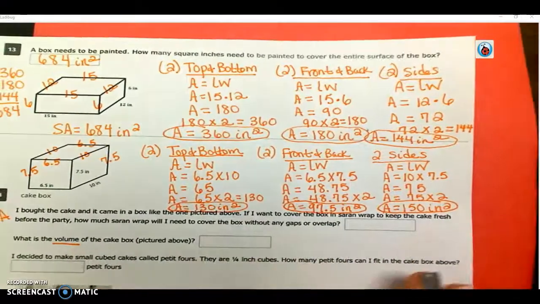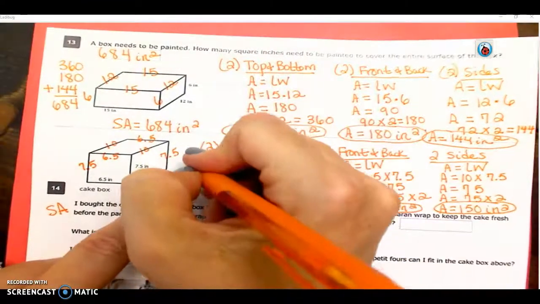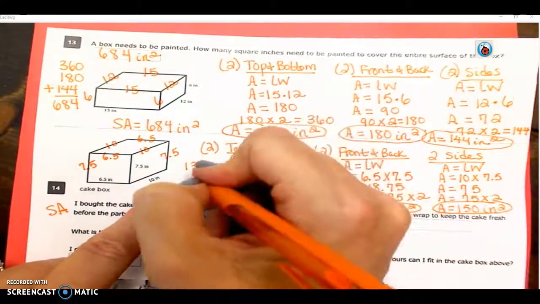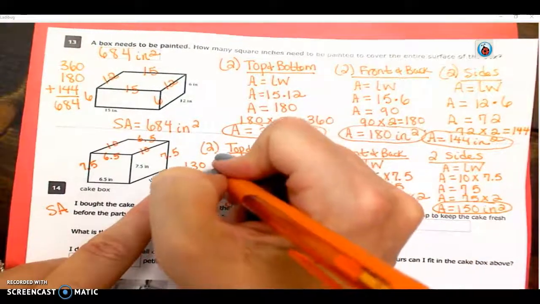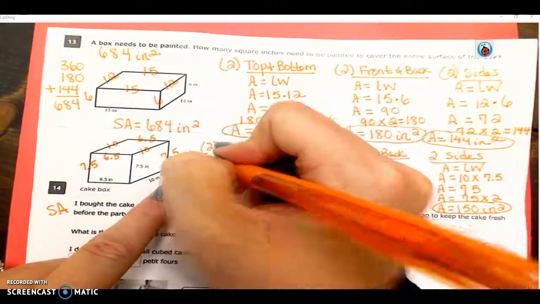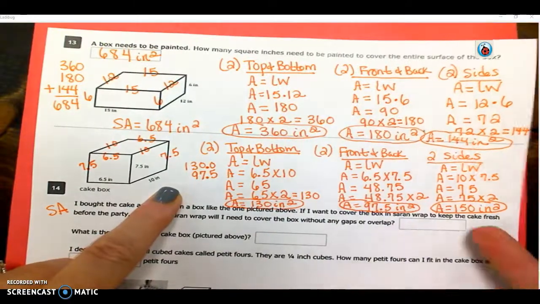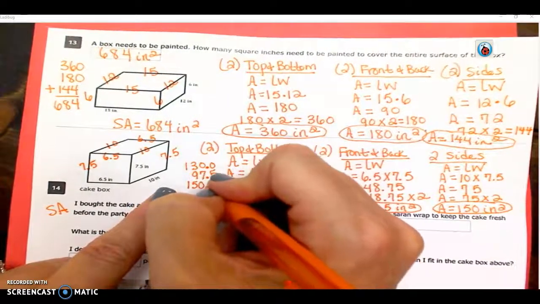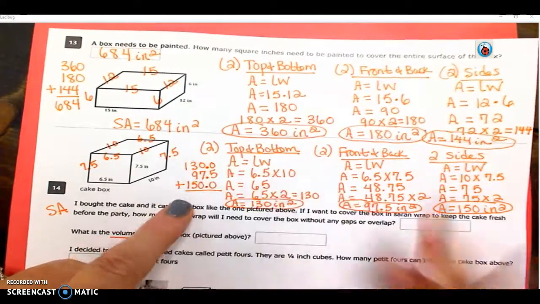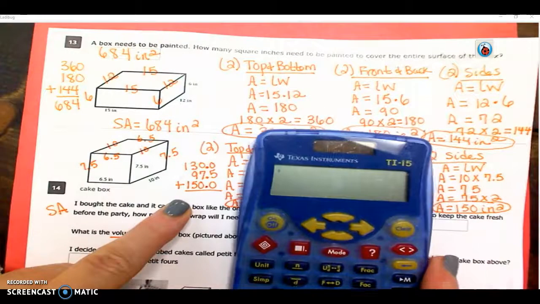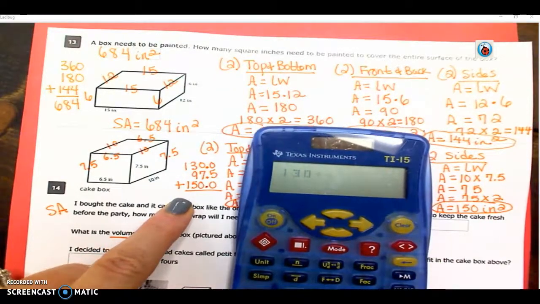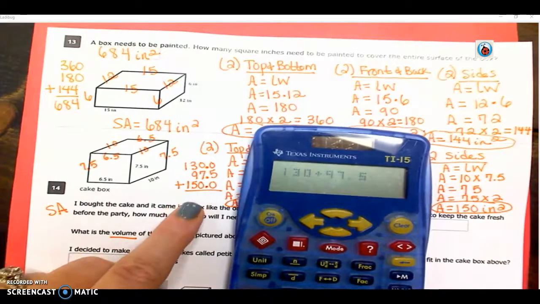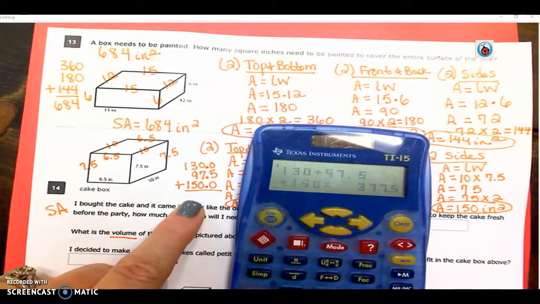So now we need all three of these measurements. So we need 130, 97.5. So I'm going to make that a decimal and fill in with our 0 placeholder. And then we have a 150. Again, we can put our placeholder there if you're going to do it by hand. Now with our calculator, we can just simply do 130 plus 97.5 plus 150, and we get 377.5.